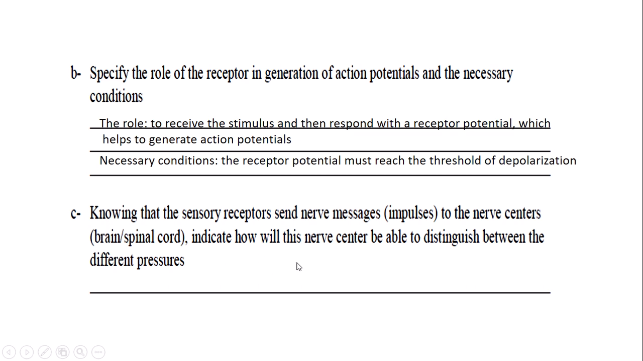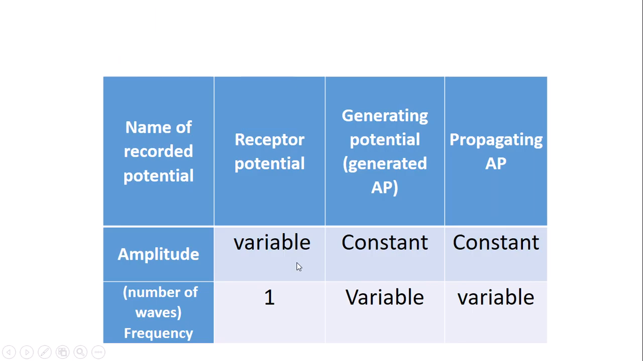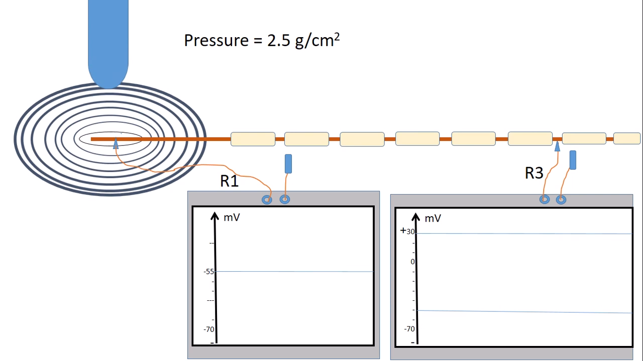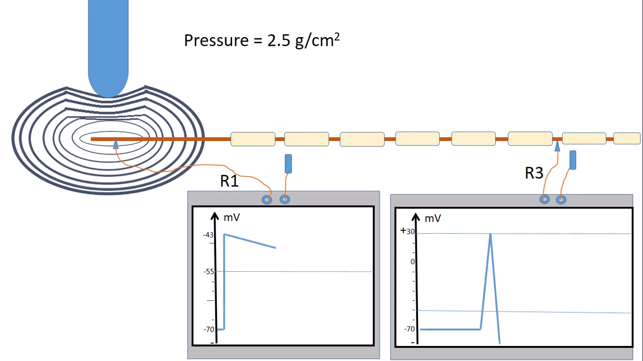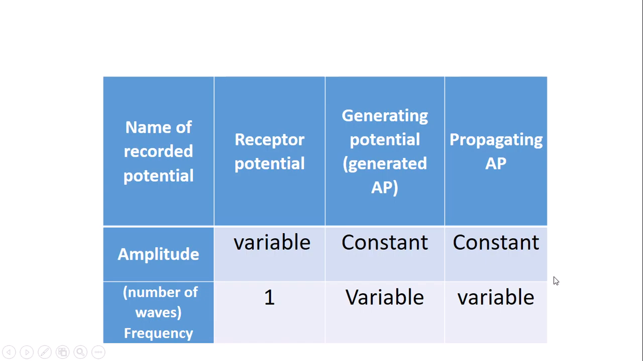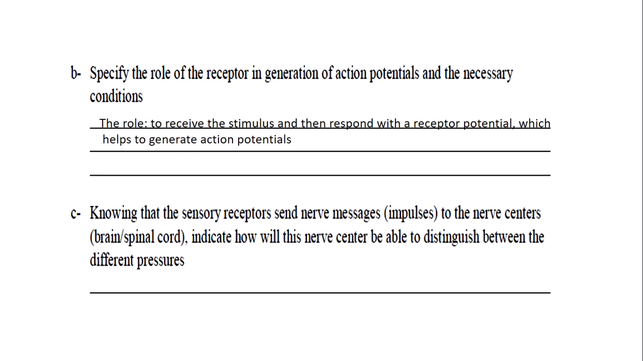So again, I'll return to this slide here. Thank you. When the receptor potential exceeded the threshold, what happened? Action potentials were formed. The longer it remains above threshold, the more action potentials we get. This is a very interesting idea. Back to the slide, this one.